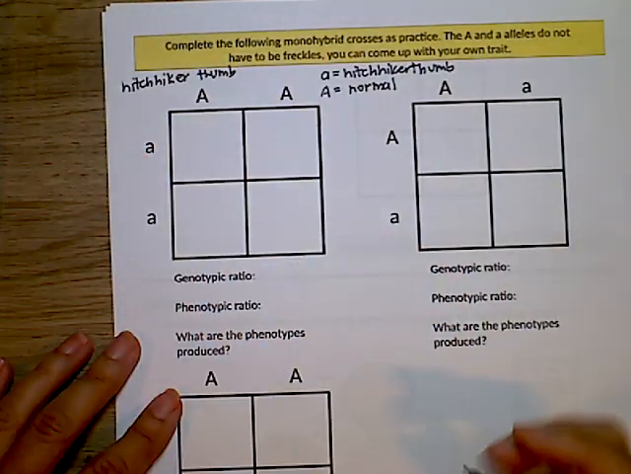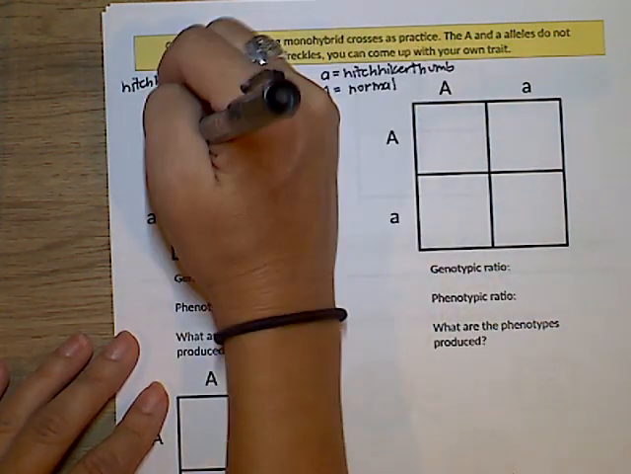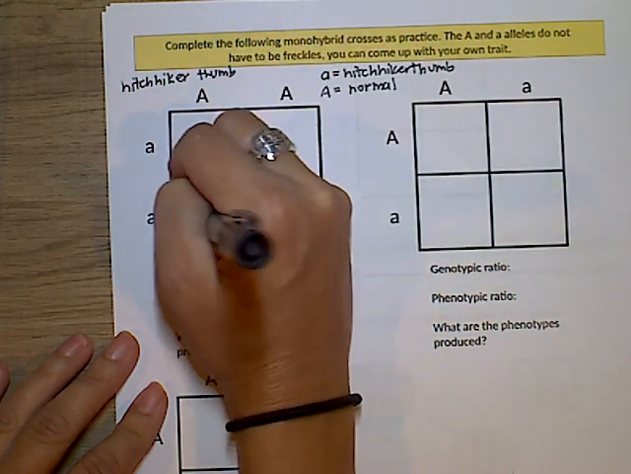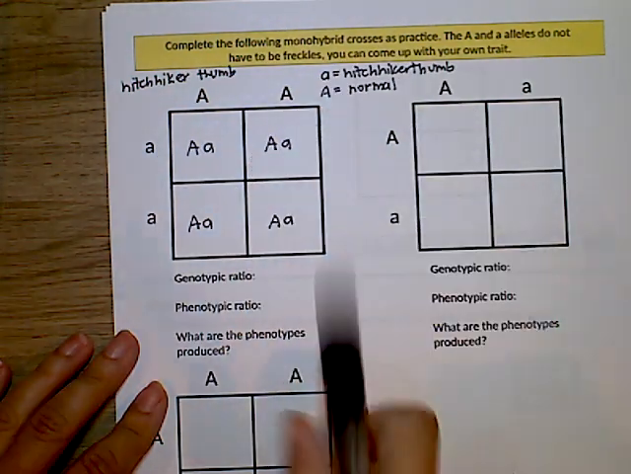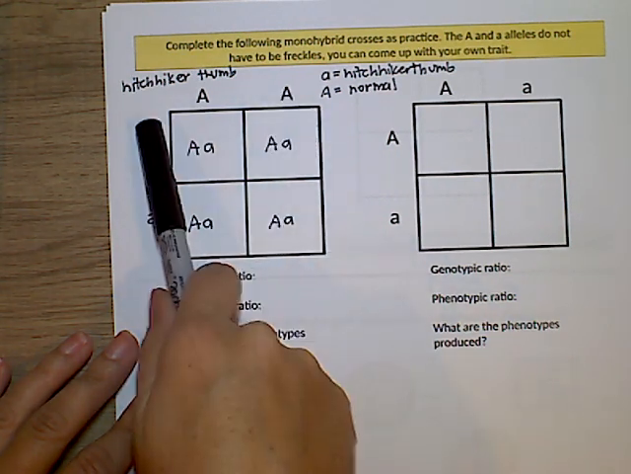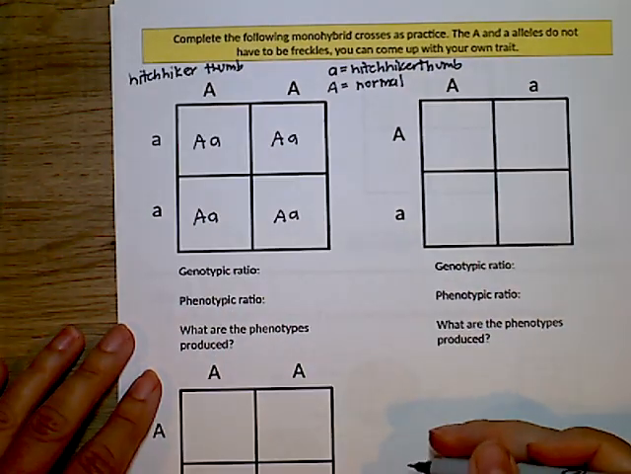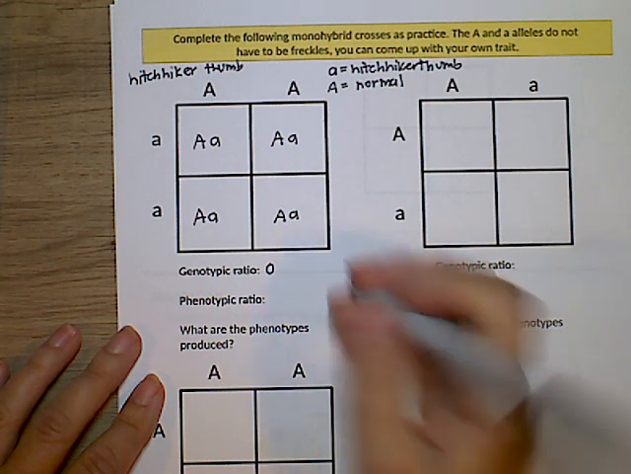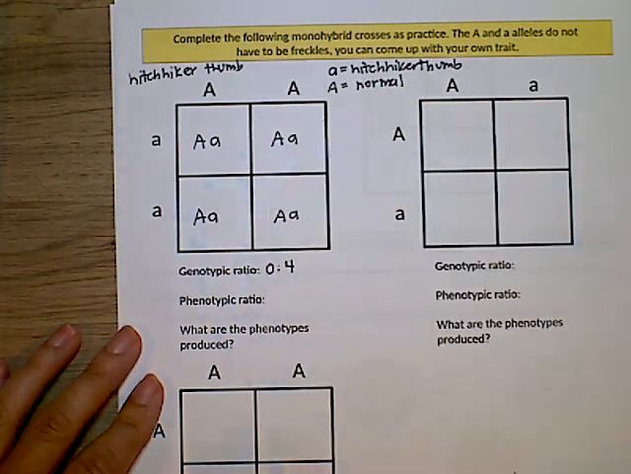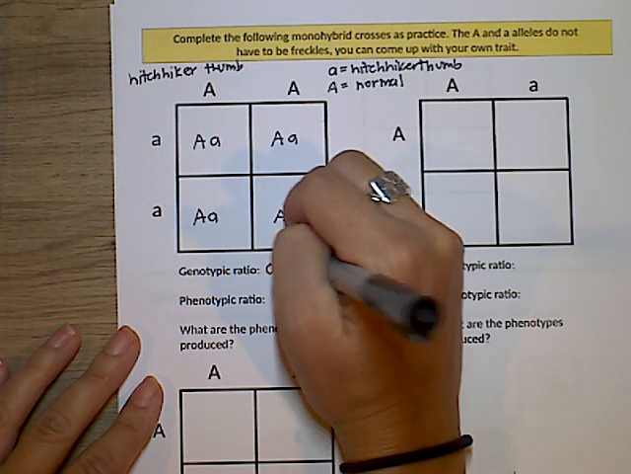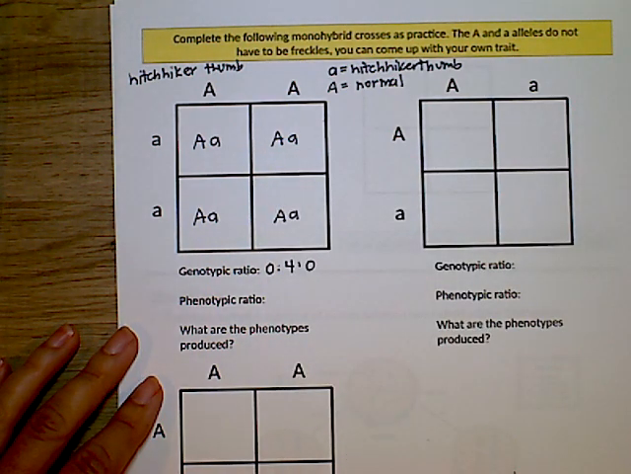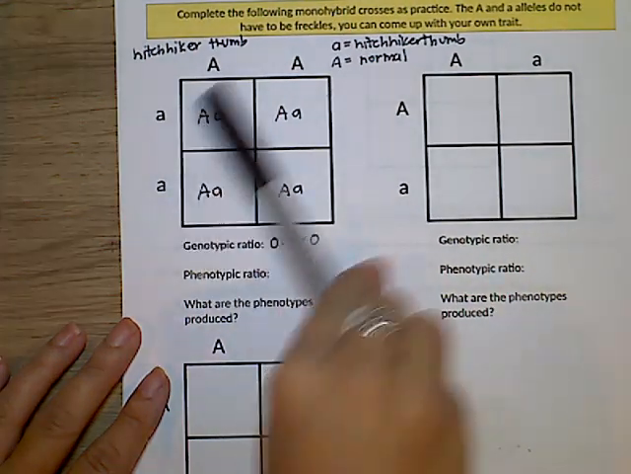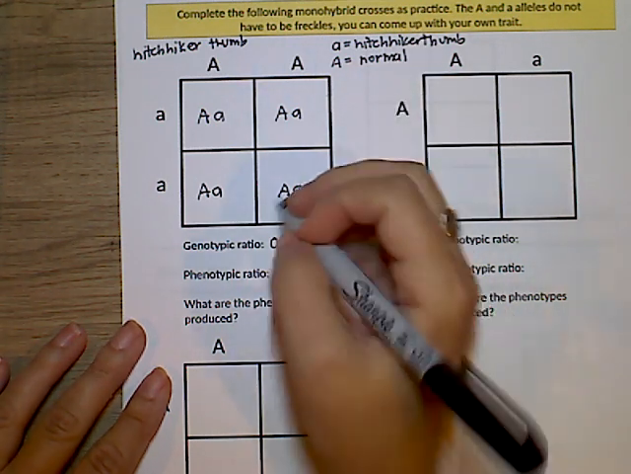So we've got our Punnett square set up here. Remember, you just drag them down and over. So we had a homozygous dominant parent and a homozygous recessive parent. And so for the genotypic ratio, we have 0 that are homozygous dominant. We have 4 that are heterozygous. And we have 0 that are homozygous recessive. No little a's. The phenotypic ratio, 100% of these kids will have normal thumbs.